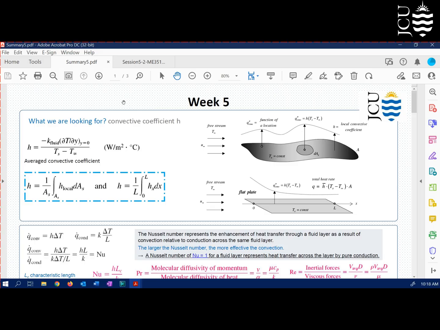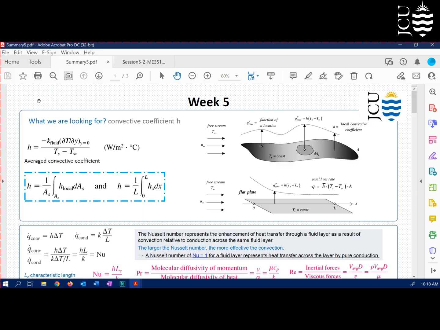Whenever we find h, we can easily find the heat transfer rate using Newton's formula, which is Q equals hAΔT, and A for the convection is the surface area in contact with the fluid. And I showed you the details of how we can extract h, and this is the formula for h. You can see this k for thermal conductivity is for the fluid at the surface, very close to the surface of the wall, and we talked about it because we have a very small layer of stationary fluid close to the surface. We have only conduction.